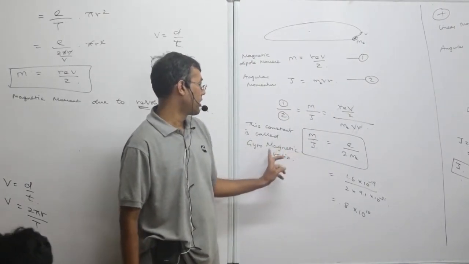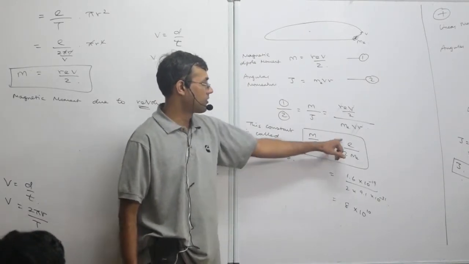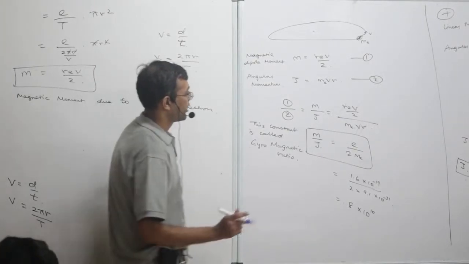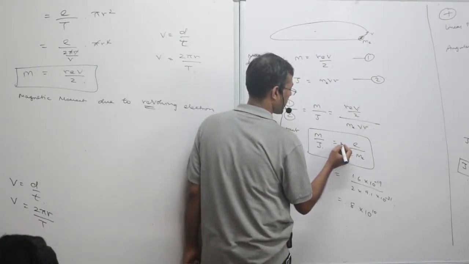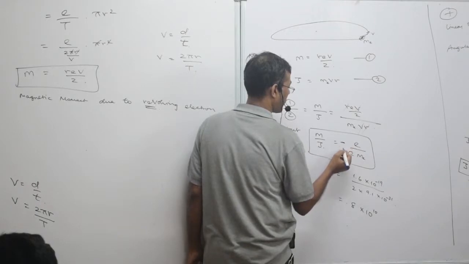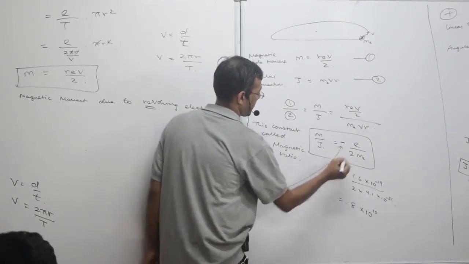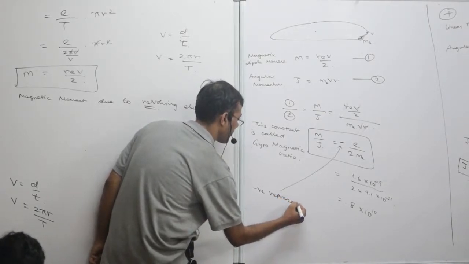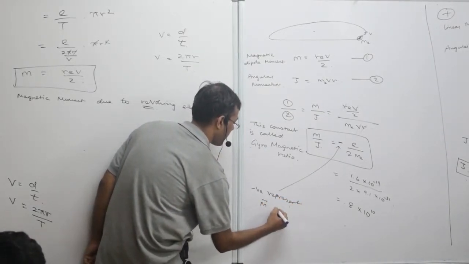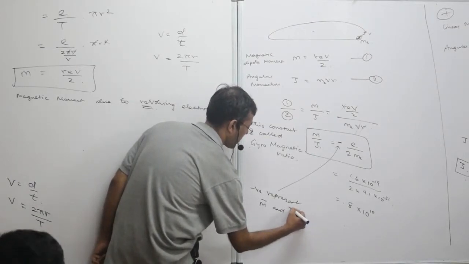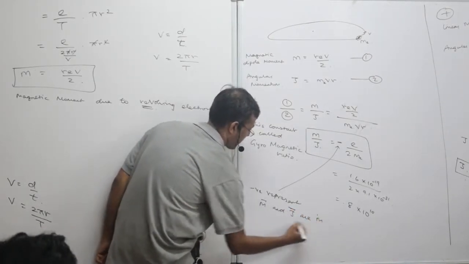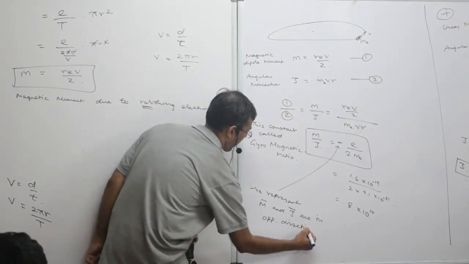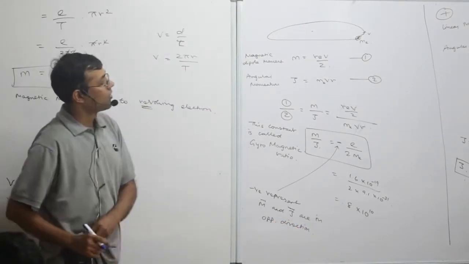Again, why do we call it the gyromagnetic ratio constant? Because this is a constant, this is a constant. Usually there will be a negative term here, which I forgot to put. The negative term represents that M and J are in opposite directions. Okay, I'll try to explain that.